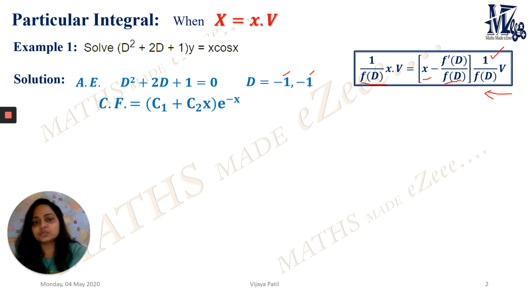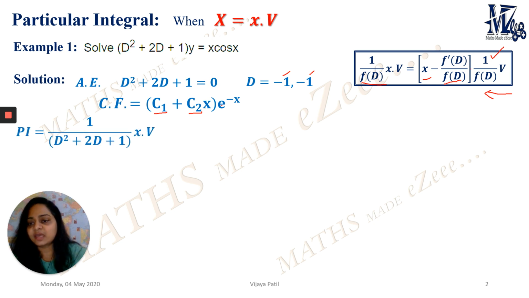So we have to introduce two constants, as I have told you every time, that the number of roots is equal to the number of constants in the CF part. I have got two roots, so I'll have two constants in it. As this is a real root and it is getting repeated, the CF is C1 plus C2 times x, e to the power minus x.